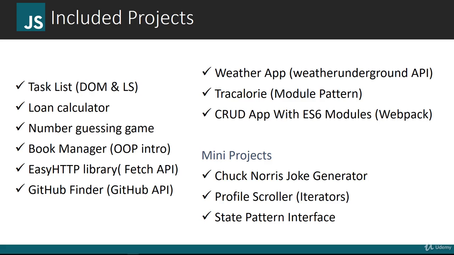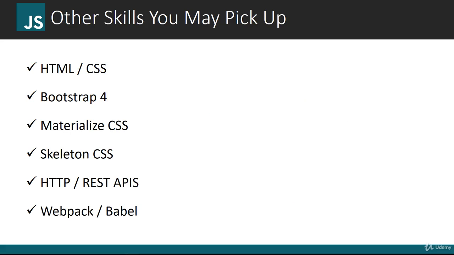All right, so these are some of the things that we'll learn throughout the course. And these other things that are listed here are things that we're not going to completely focus on and I'm going to fully explain, but these are skills you may pick up. So more HTML and CSS. We're going to use frameworks like Bootstrap 4, Materialize CSS, Skeleton CSS. You're going to learn more about HTTP requests, GET requests, POST, PUT, delete, REST APIs.